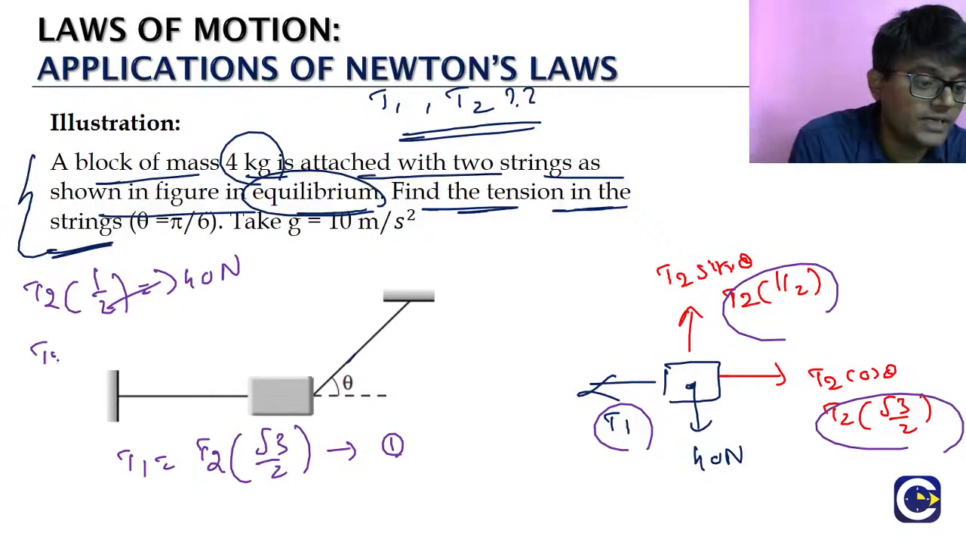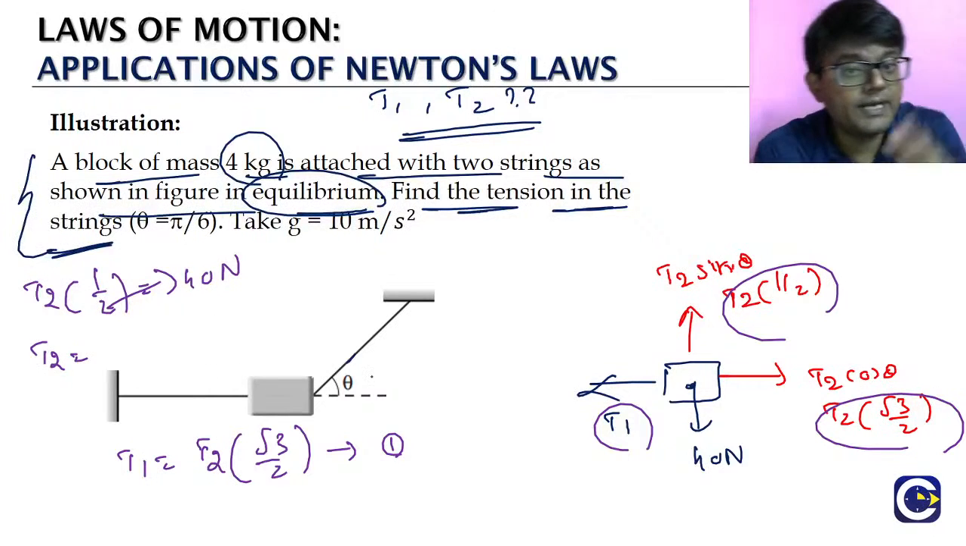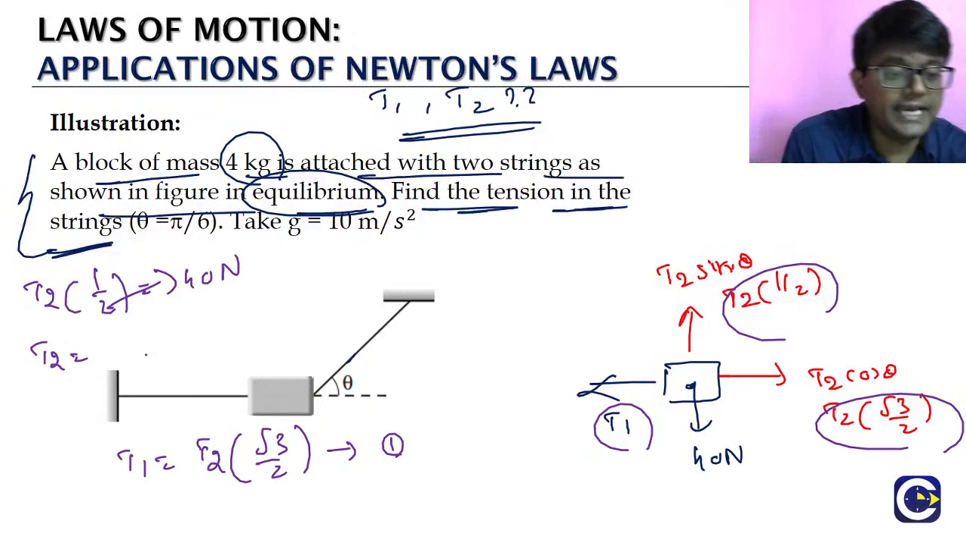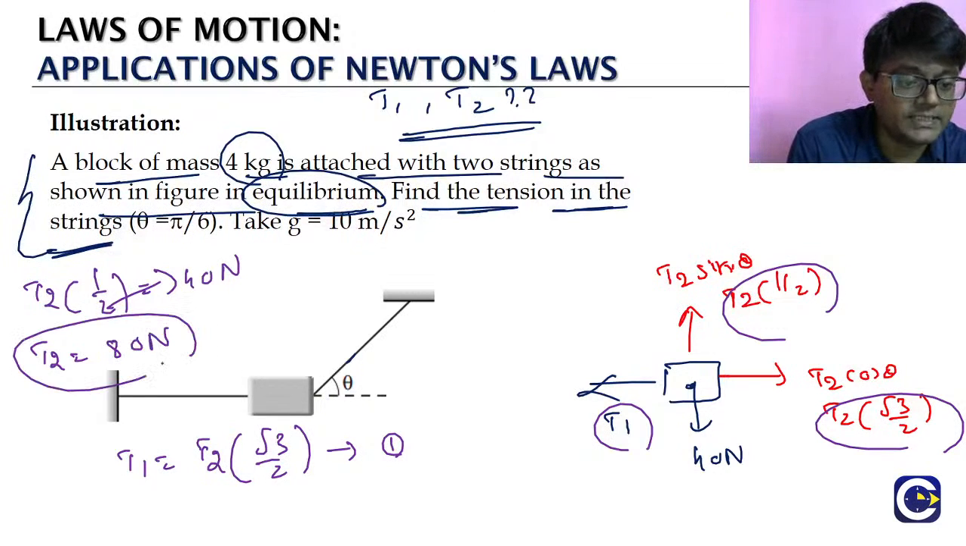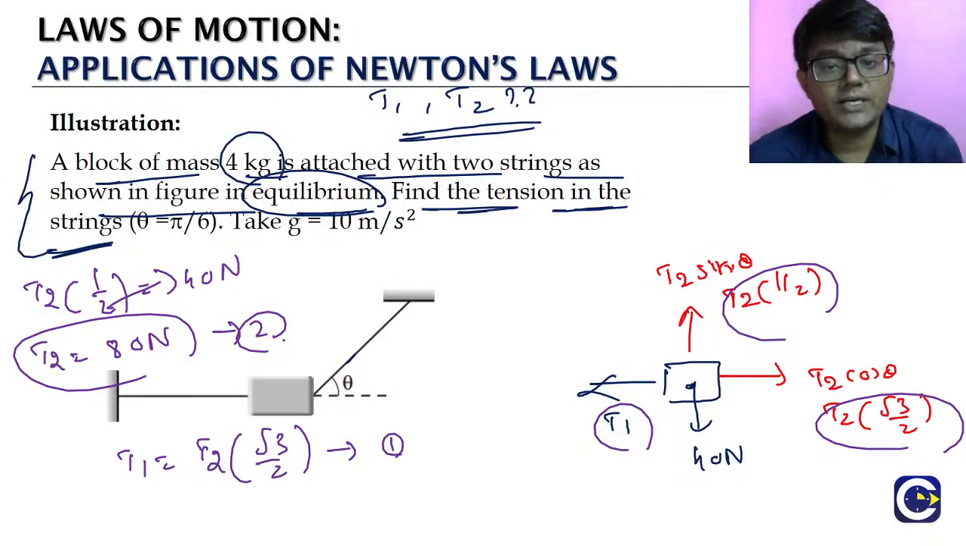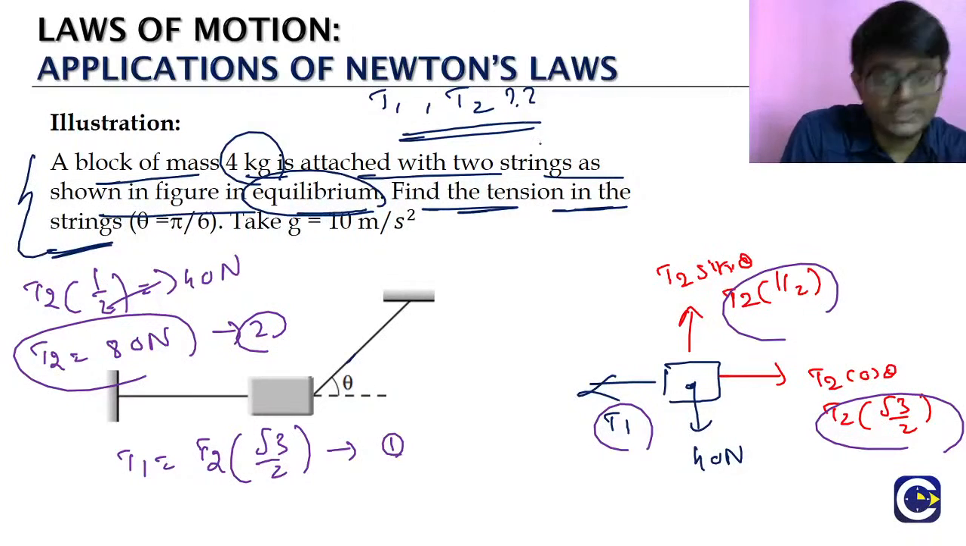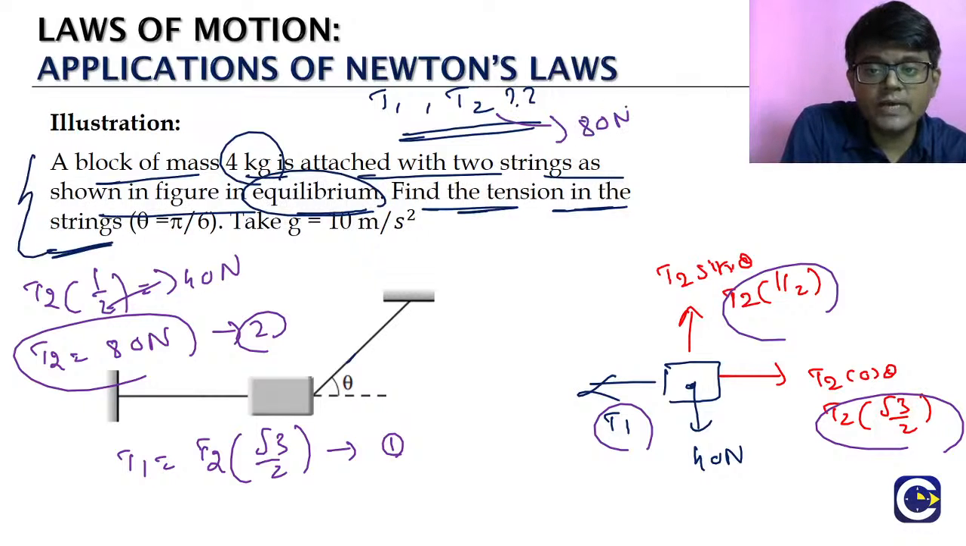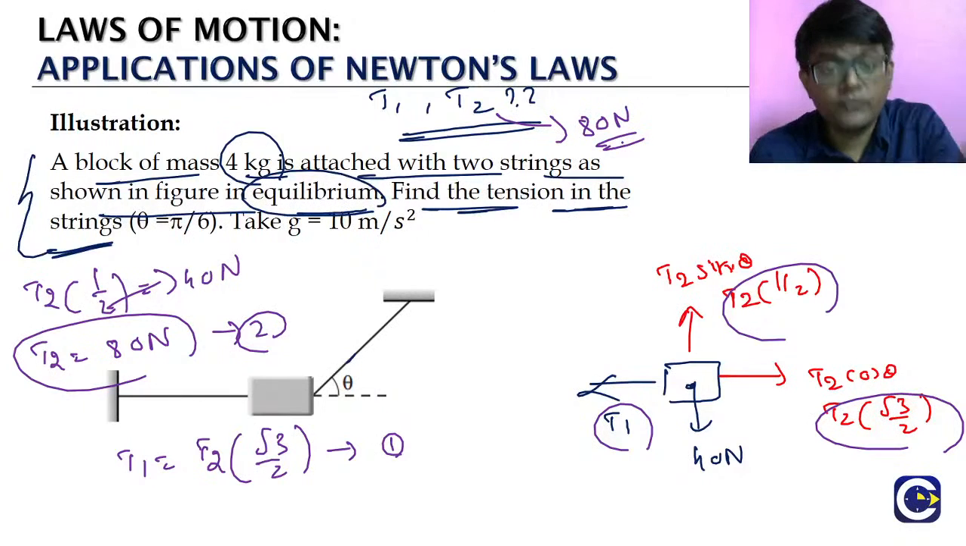Take the T2 to the right side, it will go to the numerator. So T2 will be equal to what? 2 will go to the numerator, means 40 into 2 is what? 80 only, no? So what is it? 80 newtons. So we get it. T2 we got it. T2 is what? 80 newtons.